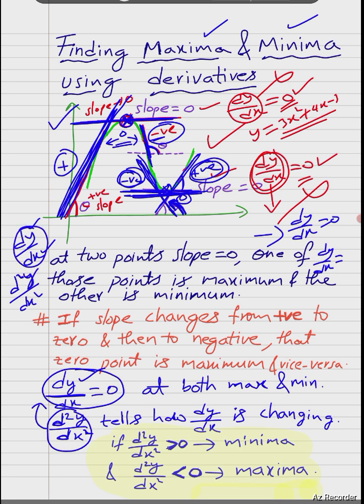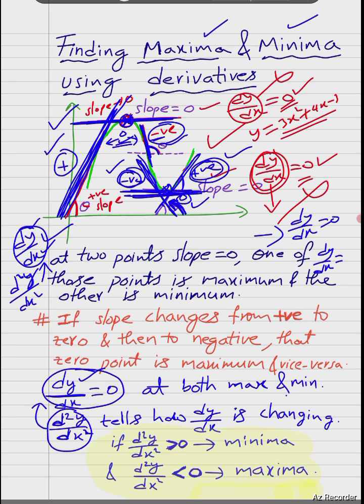How the slope is changing. d²y/dx² gives us an idea about how the slope is changing. Got the point? To confirm whether it is a maximum or minimum point, we have to see how the slope is changing. If the slope is changing from positive, 0, and to negative, it is a maximum point. If the slope is changing from negative, 0, and to positive, it is a minimum point.